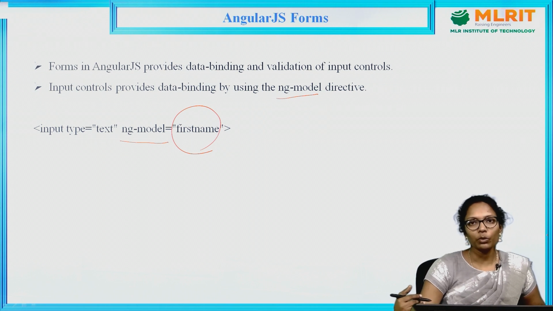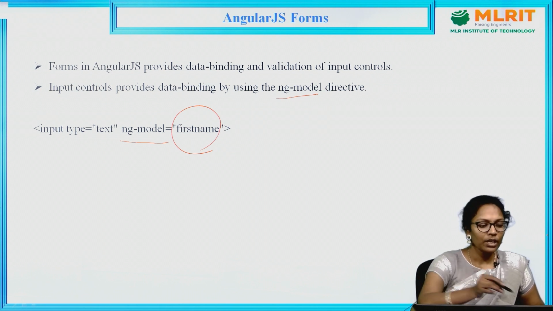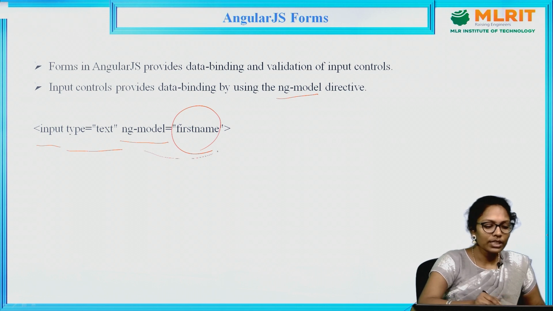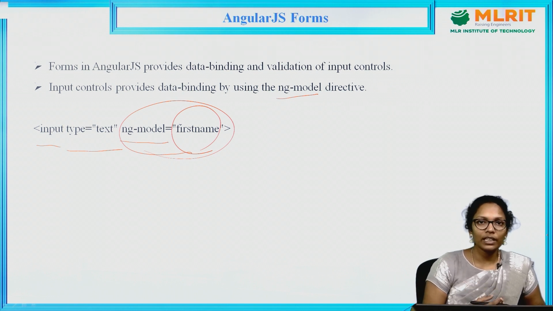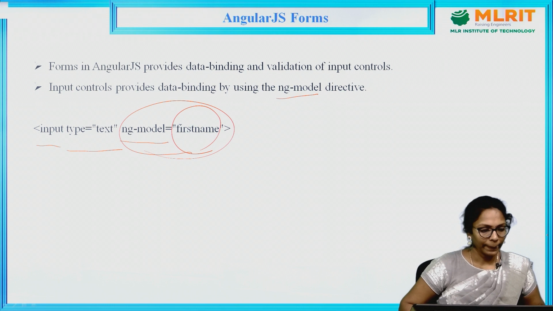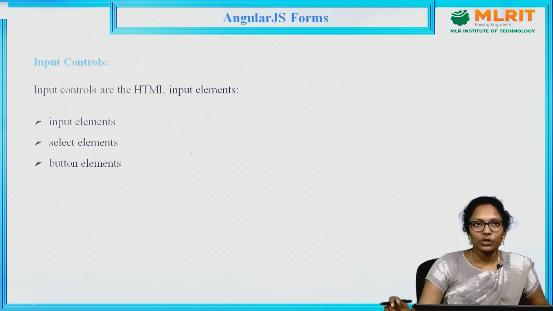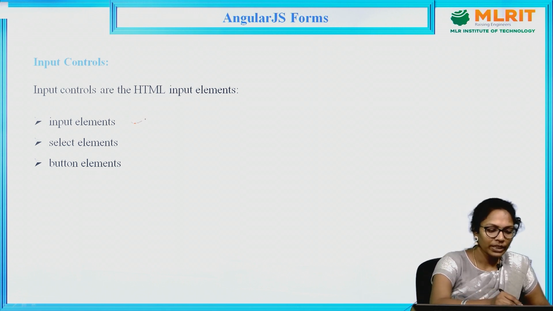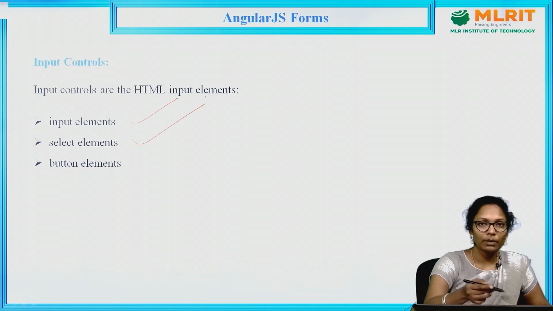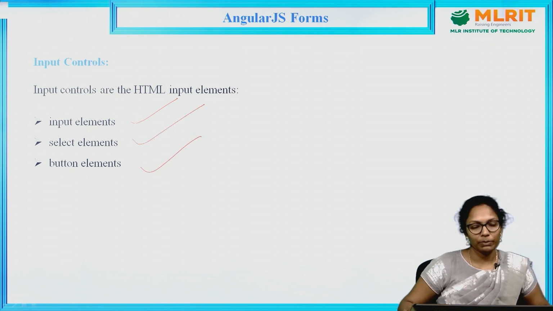How do we use this ng-model? We have seen many programs in the previous videos also. Input type equal to text: for this text field, I'm giving a model name as firstName. Using this, you can access this element in your AngularJS application. We have many input controls like checkbox, text box, password, selection box, radio buttons and so on. Here we are mainly focusing on a few of them: input elements, selection, drop-down list and button elements.